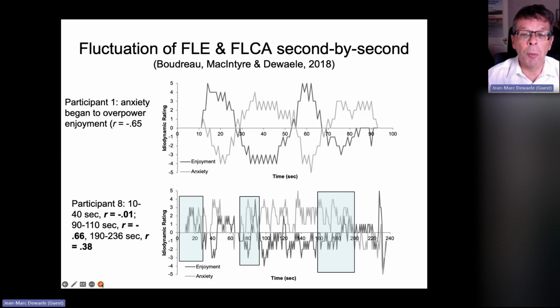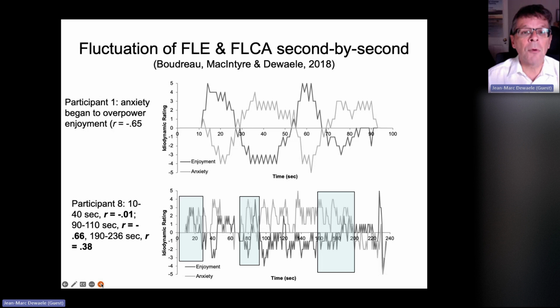And then we discovered that you can get anxious because you can't find a word, or you don't remember how to pronounce a word, or your enjoyment goes down because you don't really enjoy talking about that topic. And so what we found was that these fluctuations were highly dynamic. There was a clear negative correlation there for participant one, but there was no correlation at the start for participant eight, and then a negative correlation in the middle, and then a positive correlation at the end. So we see a huge amount of fluctuation.